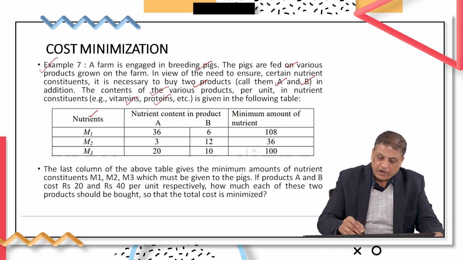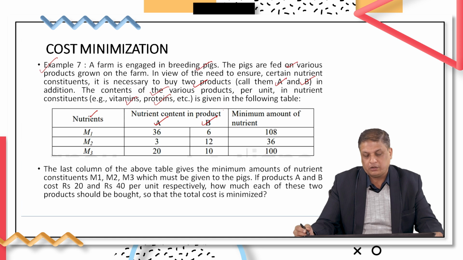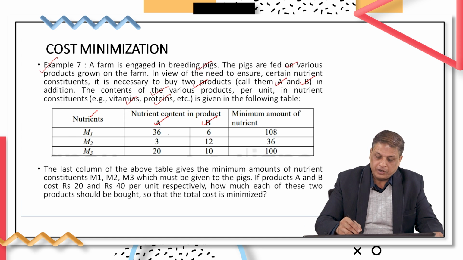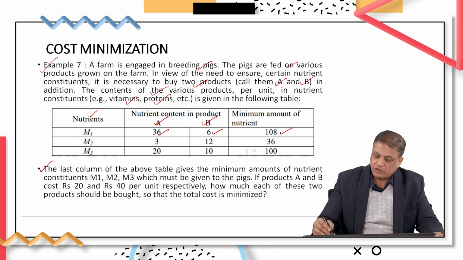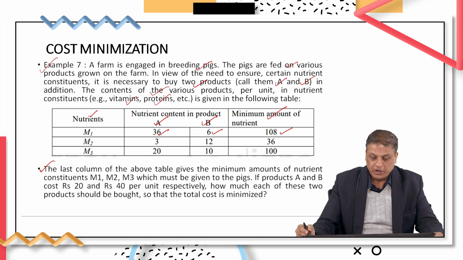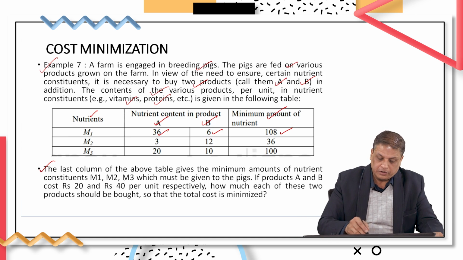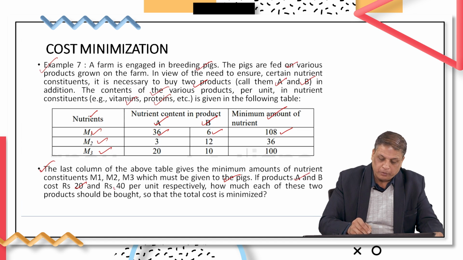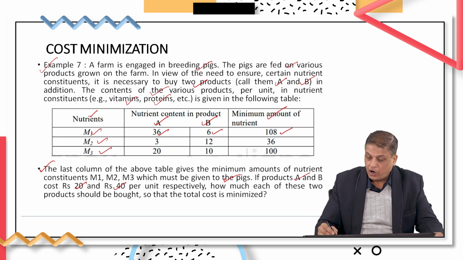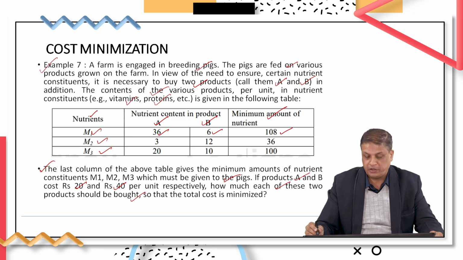In this table, the nutrient content in the product is given as 36 and 6, and the minimum amount of the nutrient required is 108. So, this last column is the minimum amount of the nutrient constituents for M1, M2 and M3. These 3 are the nutrients which must be given to the pigs. If product A and B cost rupees 20 and rupees 40 per unit respectively, how much of these 2 products should be bought so that the total cost is minimized?